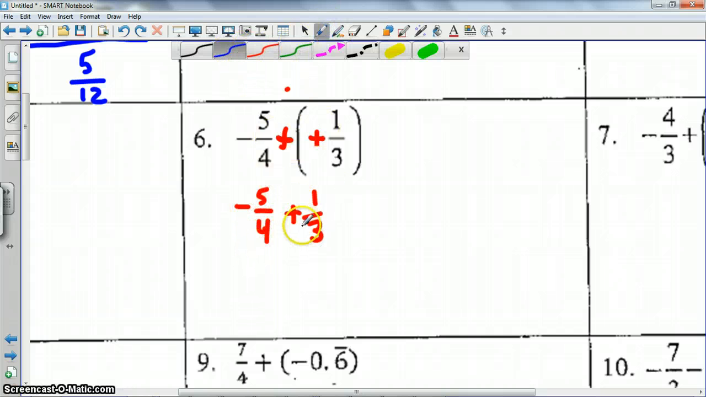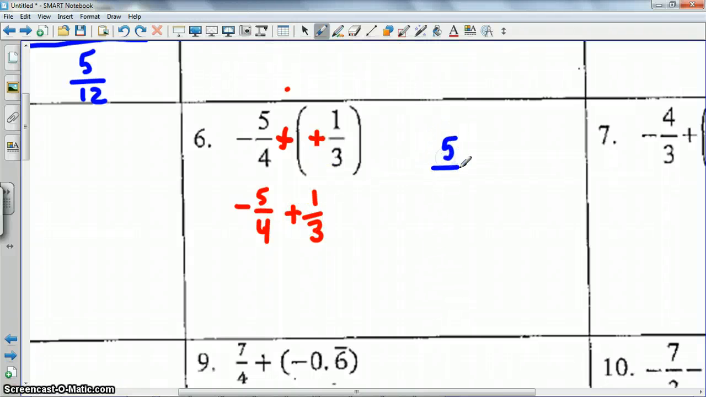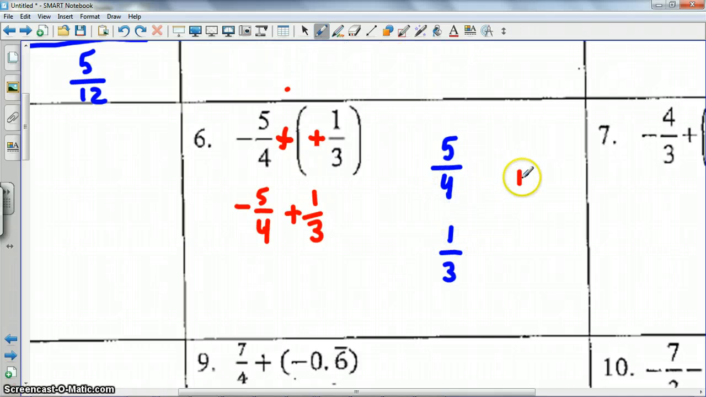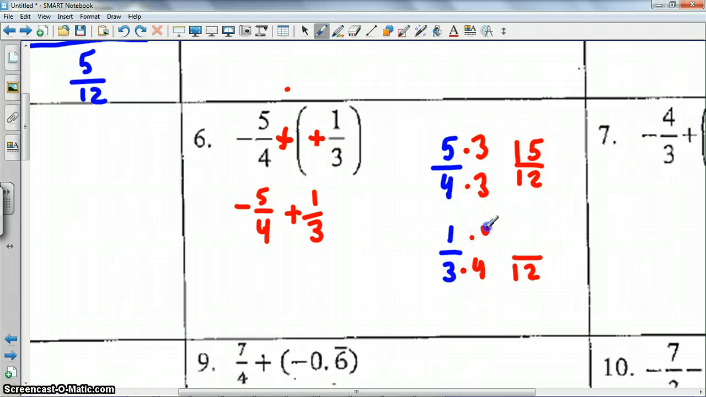First thing I notice here is the signs are different. So just like before, when the signs were different, we subtracted. So we do that here too. Just like before, the smallest thing 4 and 3 both go into is 12, so that's the least common denominator. 4 times 3, so we have to do the same thing up top, and it would be 15. 3 times 4, so we do the same thing at top, and that would be 4. They're different, so once again we subtract. 15 minus 4 is 11.